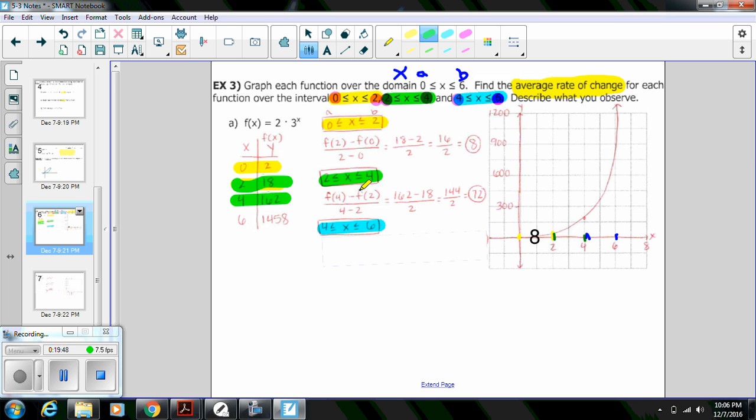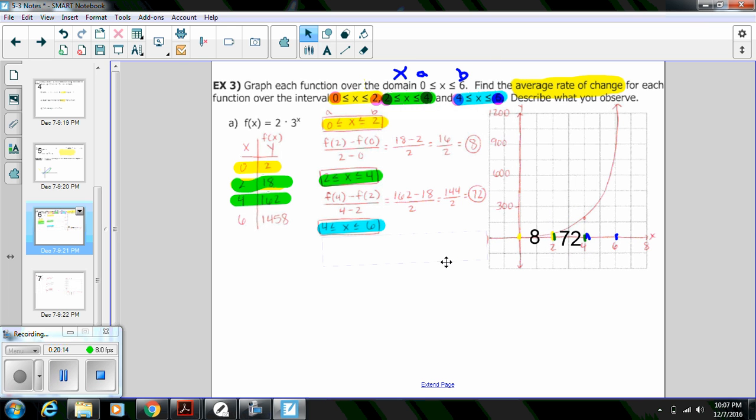Then on the bottom, I have 4 minus 2, which is your B minus your A value, which gives you another 2. So it's 144 divided by 2. That simplifies to 72. So my average rate of change on this interval is 72. Okay, so I'm labeling it on the graph so you see what we're talking about.